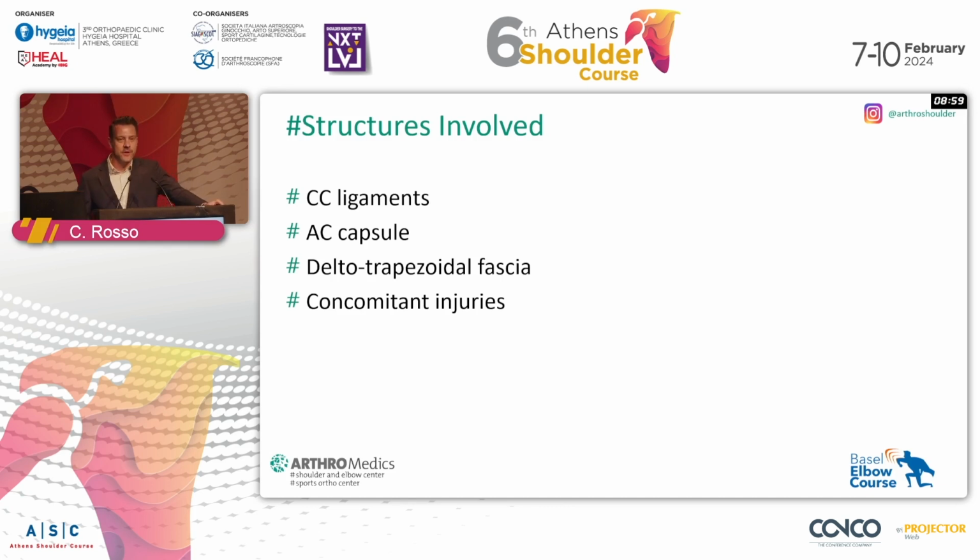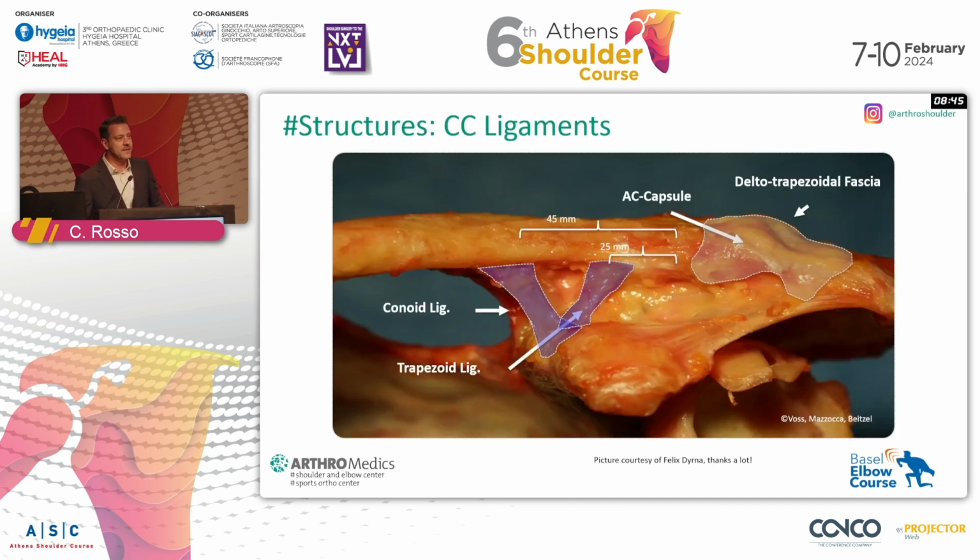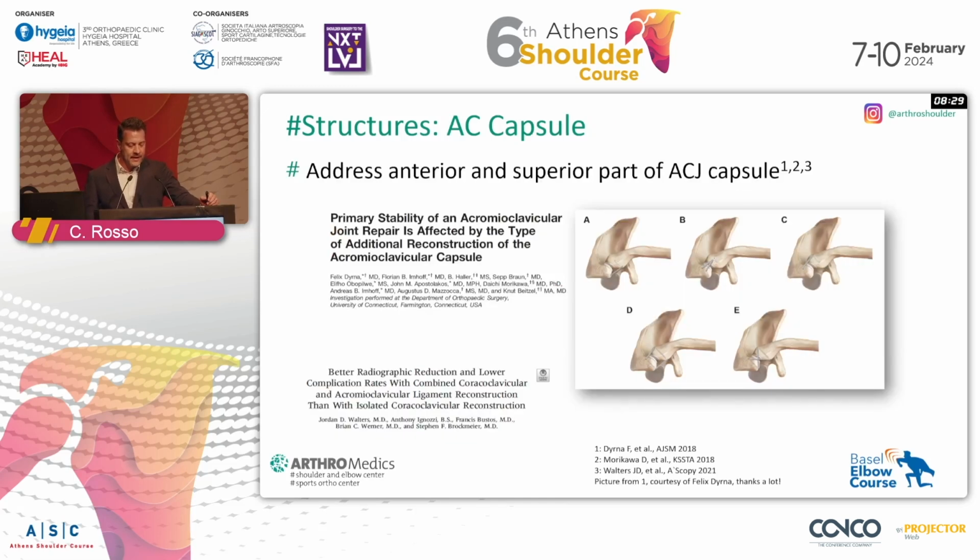So structures involved, we all know about the CC ligaments, but Felix showed us that the AC joint capsule is as well very important, the delta trapezoidal fascia, and concomitant injuries. This is something that Felix published. So we see that there are the CC ligaments, the conoid and the trapezoid, and then also the AC joint capsule. These are the structures at least involved in an AC joint dislocation. And we need to address the anterior and superior part of the AC joint capsule that was studied by Felix especially, and also other authors.